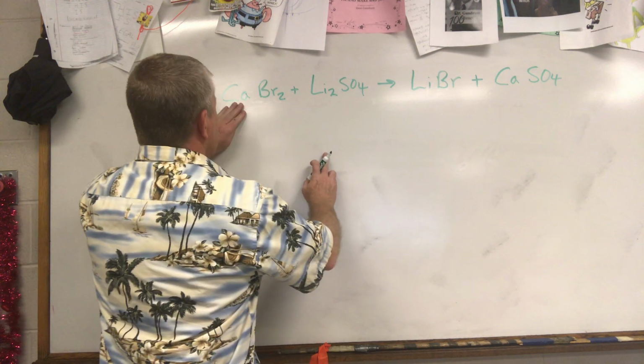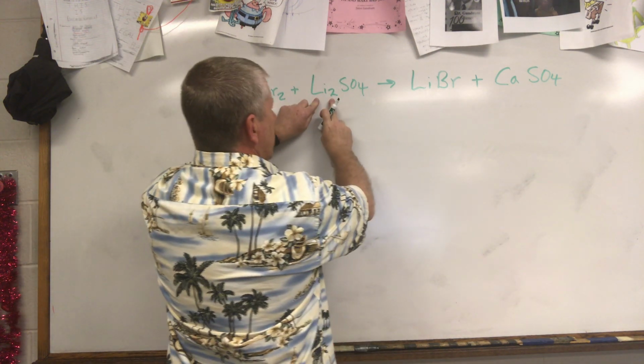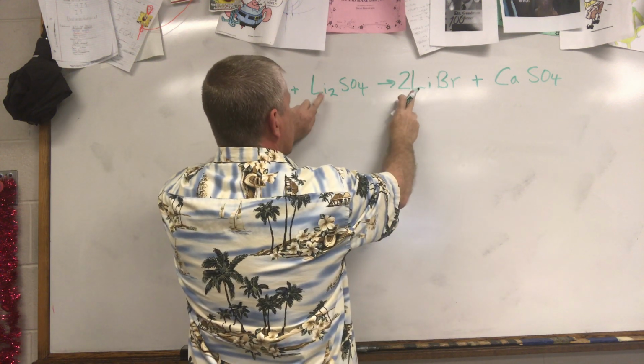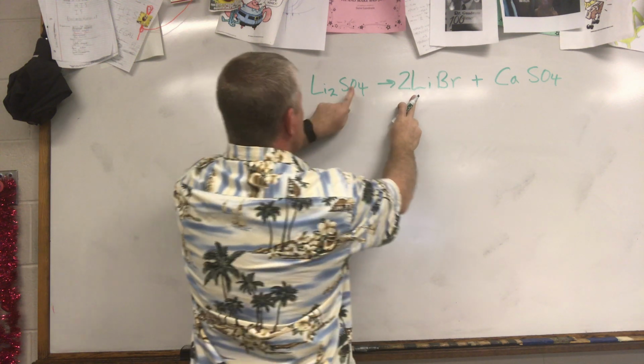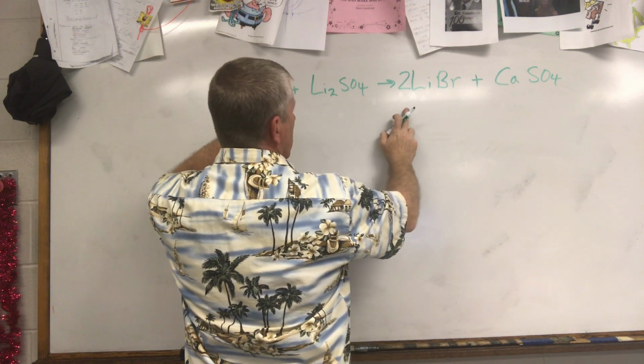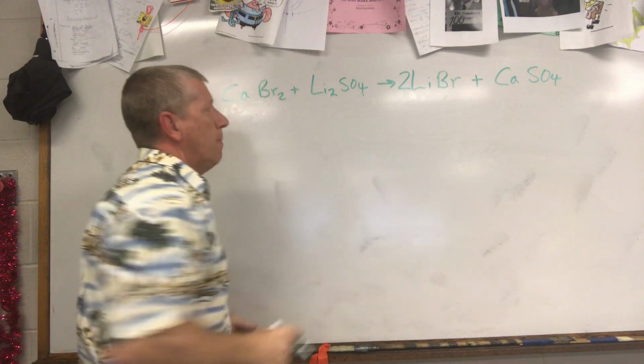Okay, check the metals. Calcium 1, calcium 1. That's good. Lithium 1, lithium 2, lithium 1. Not good. Put a 2 here in front of that lithium to balance that. Check your polyatomic ion groups. Sulfate, sulfate. Good. Last but not least, bromine 2, bromine 2, we're good. Okay, that is now balanced.